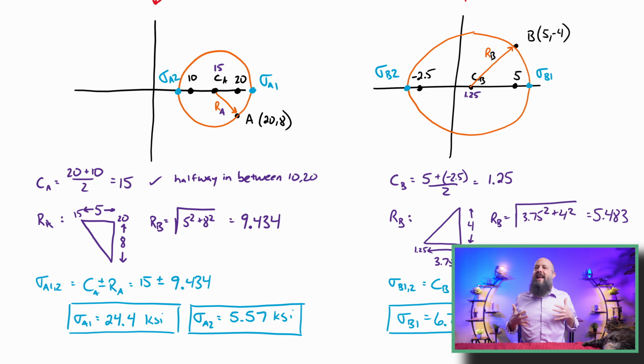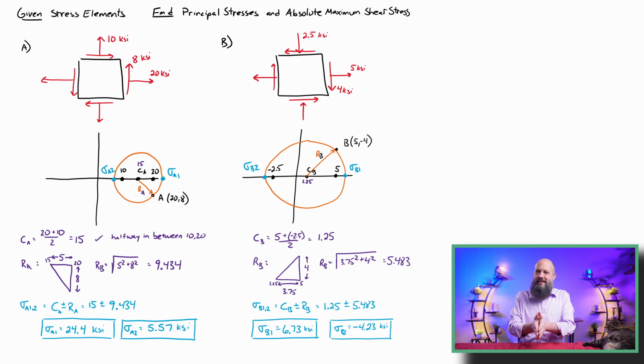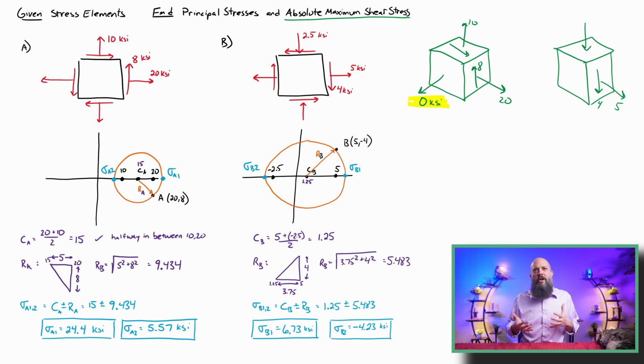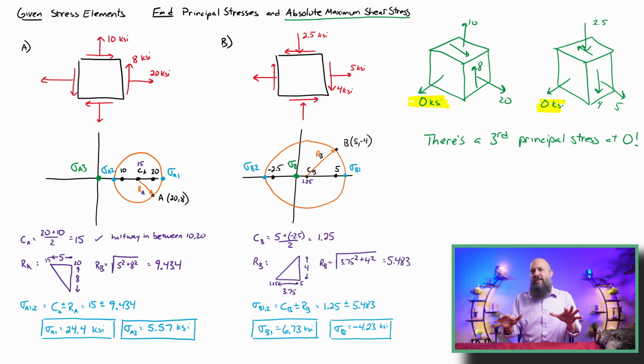So finding principal stresses on Mohr's circle is nothing to be scared of. This is just an average and a Pythagorean theorem. But finding absolute maximum shear stress, you have to keep in the back of your mind that this is not actually a two-dimensional problem. These stress elements are actually part of three-dimensional differential elements, and there's a third principal stress. Since we don't have any information about that axis, this third principal stress is just going to be 0. There's no forces in that direction.